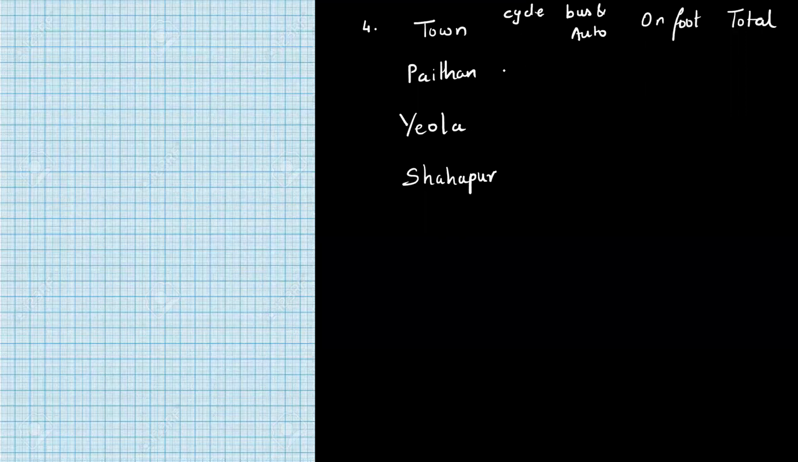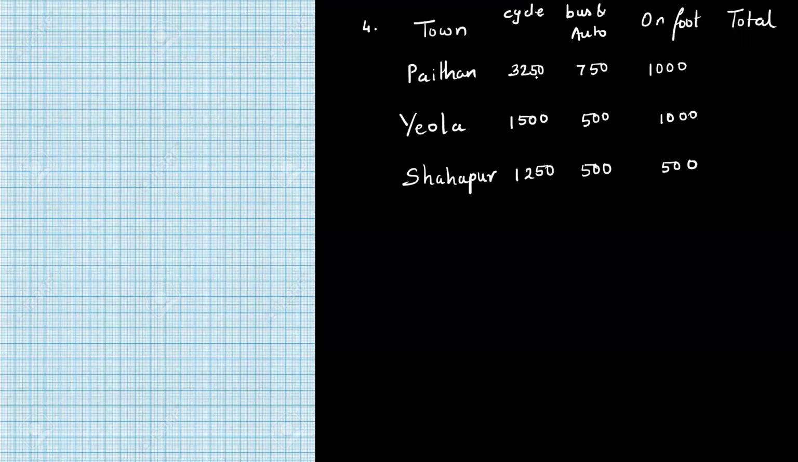Can you tell me the values? Okay, tell me cycle all 3 values. 3,250, 1,500, 1,250. Now all bus and auto values. 750, 500, 500. On foot: 1,000, 1,000, 500.